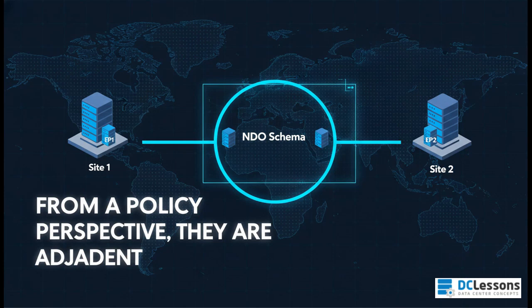And that right there is the big takeaway. Who cares that EP1 and EP2 are physically miles apart? From a policy point of view, they're neighbors. We have one single point of control in our NDO schema that defines how they're allowed to talk, and that policy is enforced exactly the same way everywhere. I mean, this is a total game changer for simplifying your operations and your security.